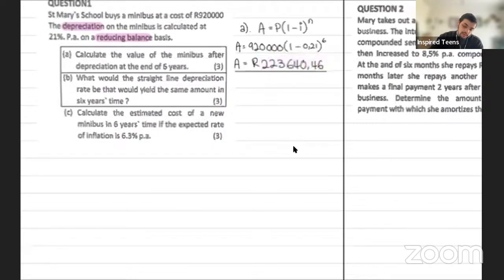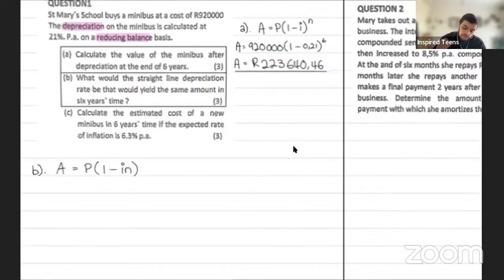Okay, so it's a bit of a tricky question, like the wording or the understanding. But the calculation is pretty simple. We're substituting into the formula. So for B, we're going to use A is equal to, now we're going to have to use simple interest because it's straight line depreciation, P open brackets 1 minus I times N.